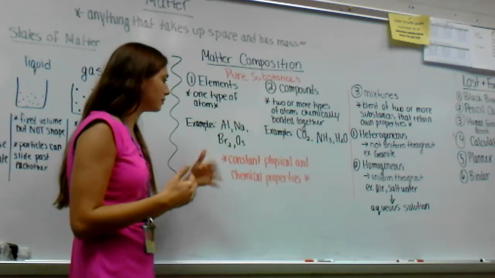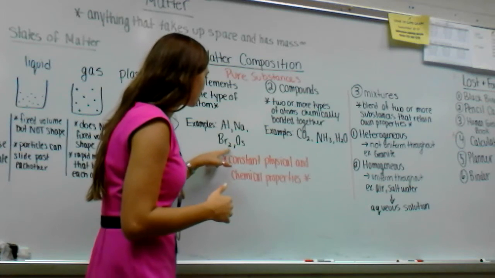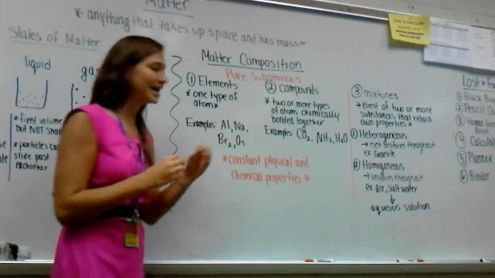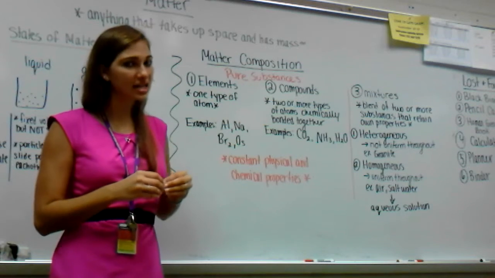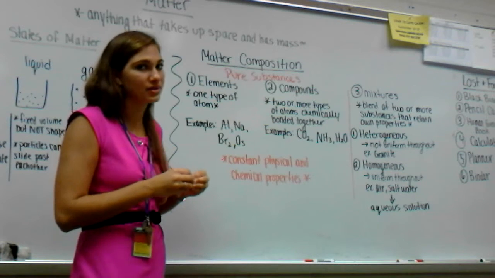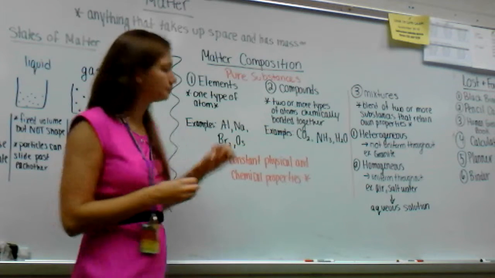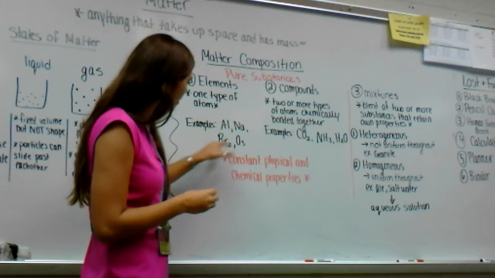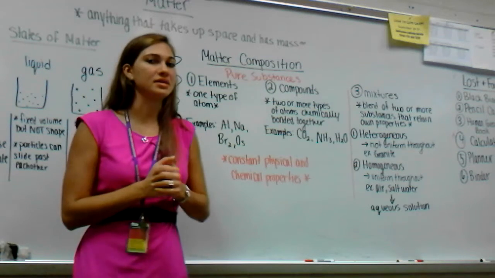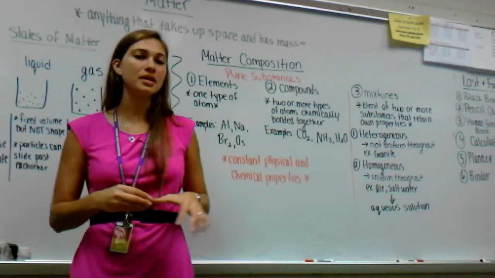Another example is sodium. And here we have Br2 and O3. So when we have Br2, yes, we have more than one atom there, but they're the same type of element. So it's the same type of atom. So this altogether is going to be called an element. Br2 is going to be known as a diatomic element.